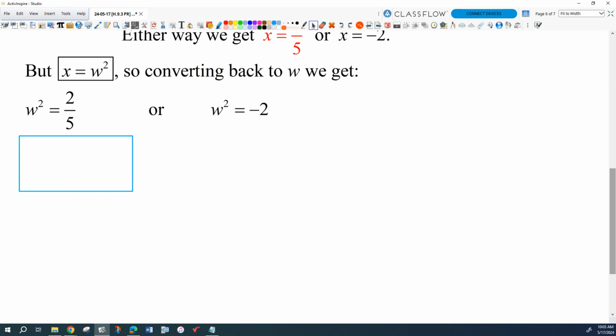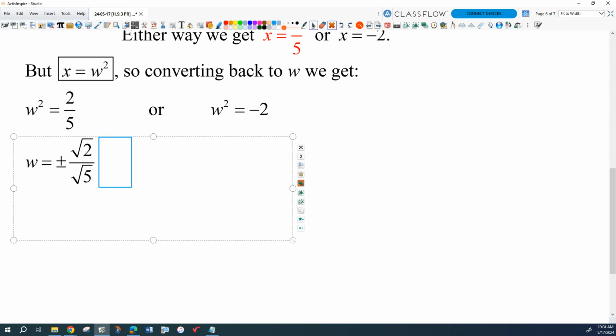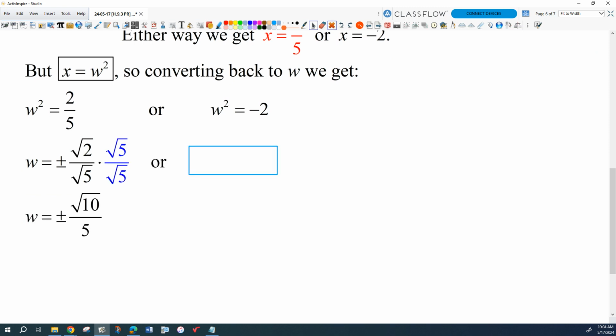That's not everything. What did we forget? Plus or minus. Yeah, we're going to get two solutions out of that, right? When you square root both sides of an equation, you have to include a plus or minus. Archer would have done that. Okay, so you probably would have. So plus or minus square root of 2 over square root of 5. What do we need to do to fix that? Yeah, good. Rationalize the denominator. Multiply top and bottom by square root of 5, which gives us plus or minus square root of 10 over 5. Good.